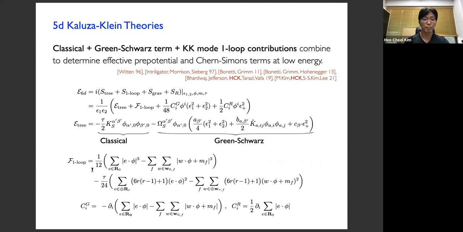And the effective prepotential and also the Chern-Simons coefficients can be exactly computed for any given Kaluza-Klein theory by taking into account the classical contribution and Gopakumar-Vafa contributions, as well as one-loop contributions coming from the Kaluza-Klein momentum states. So this is the summary. This is called the effective prepotential evaluated on the omega background, but I will come back to this point later. Here, I will not explain the detailed structure of this low energy data, but the point is that for any given Kaluza-Klein theory, we can evaluate their low energy prepotential and Chern-Simons terms exactly.